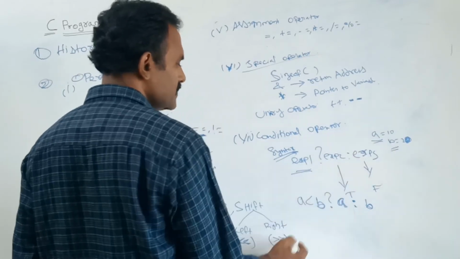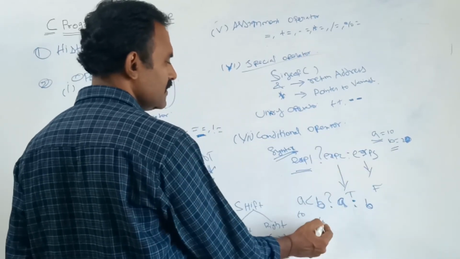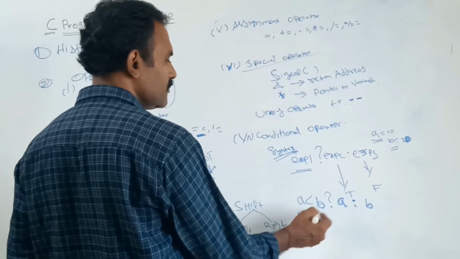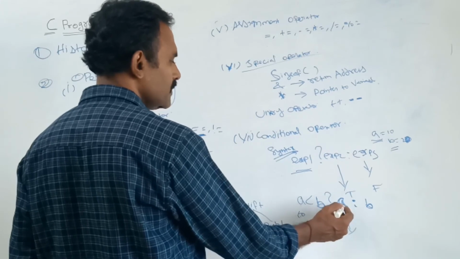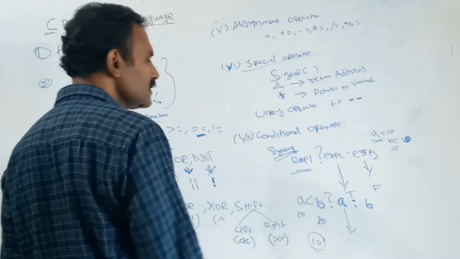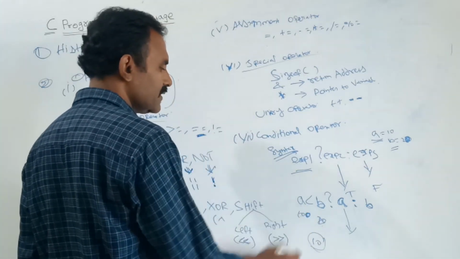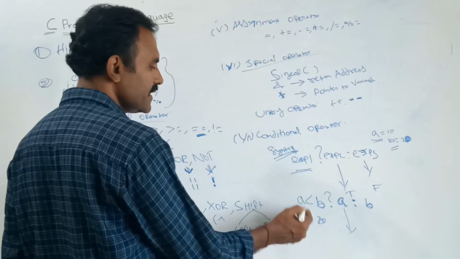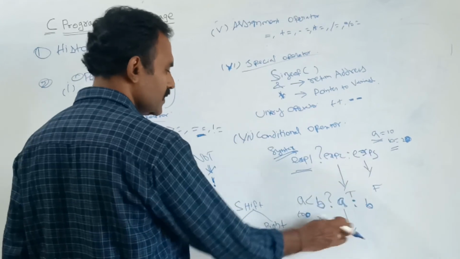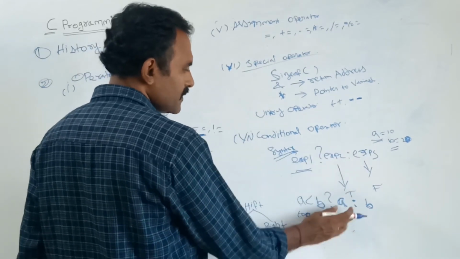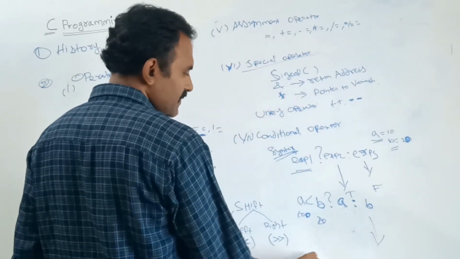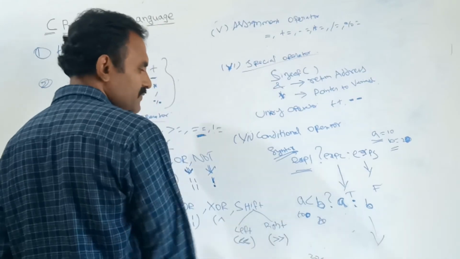What is the value of a? 10. What is the value of b? 20. If a is lesser than b, that is, 10 is lesser than 20, yes, it is true. I am telling it to print a, so the lesser number, 10, will be returned. Suppose instead of 10 I give the value 100. Whether 100 is lesser than 20? No, false. If it is false, then b will be returned. That is, it returns the value 20. The lesser value is 20.